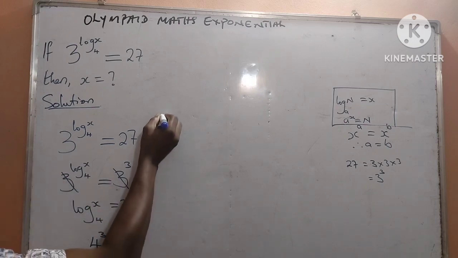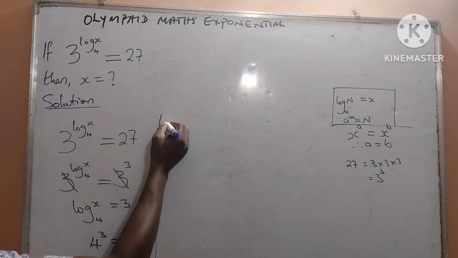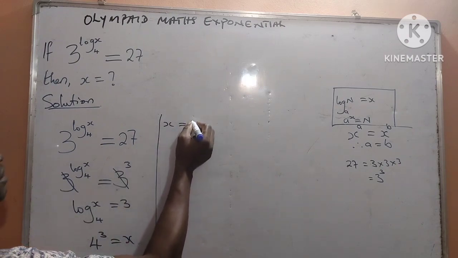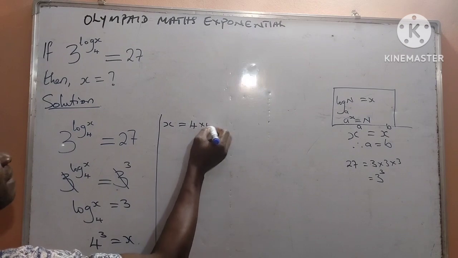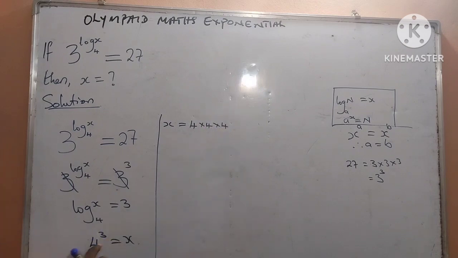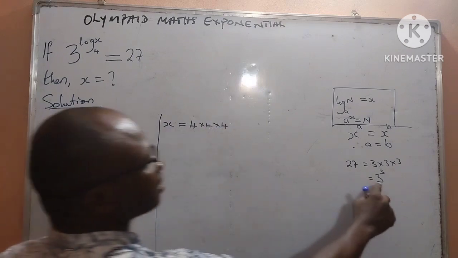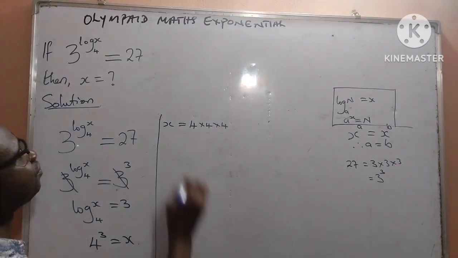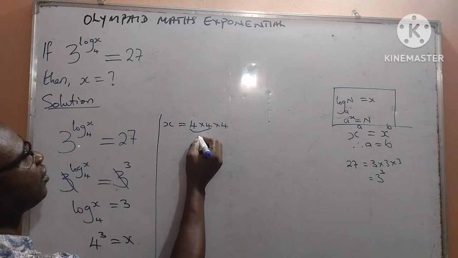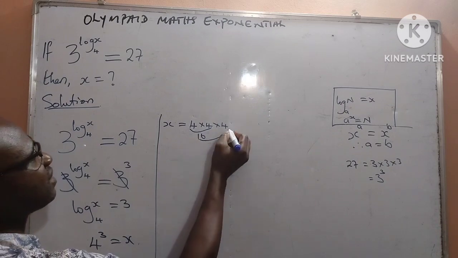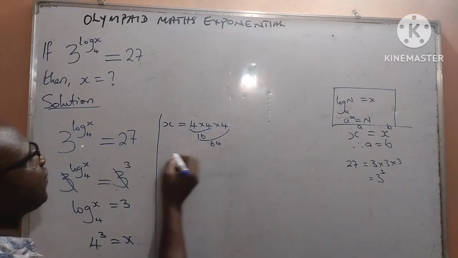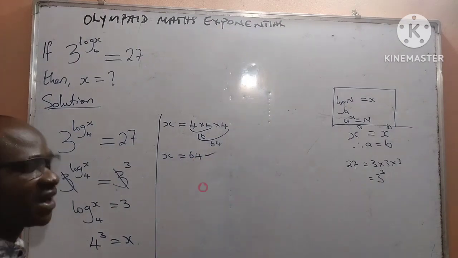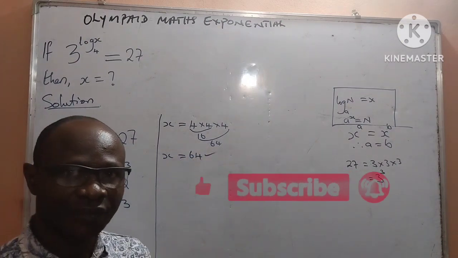We can now conclude here that x is equal to 4 raised to 3, which means 4 multiplied by 4 multiplied by 4. So, 4 multiplied by 4 is 16, and 16 multiplied by 4 is 64. We write that x is equal to 64. Final answer. It is a brief one.